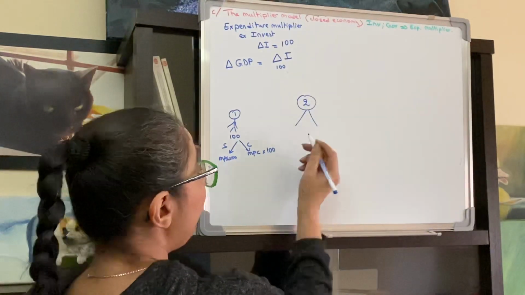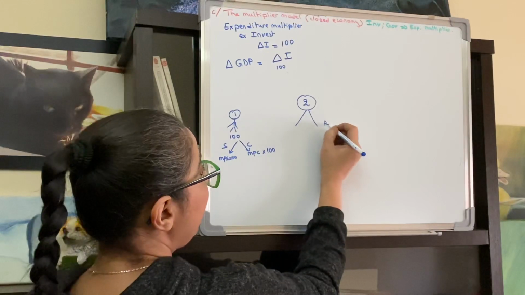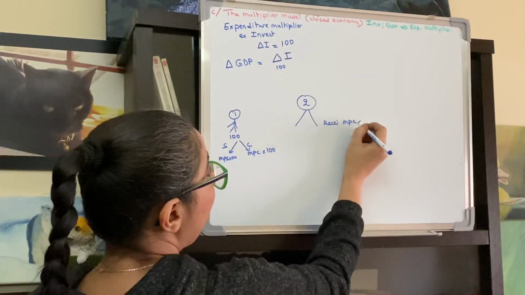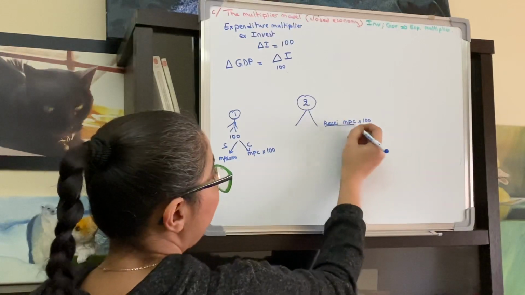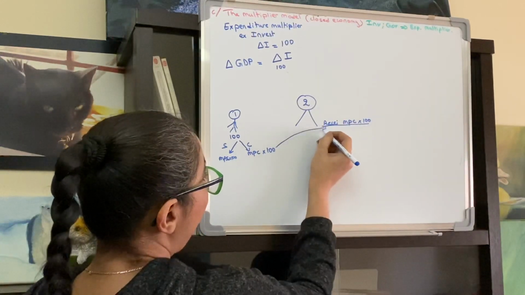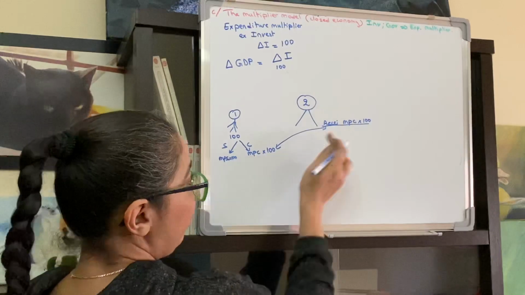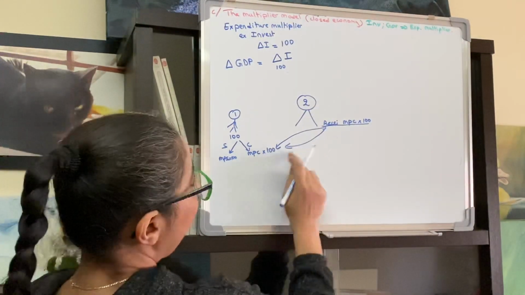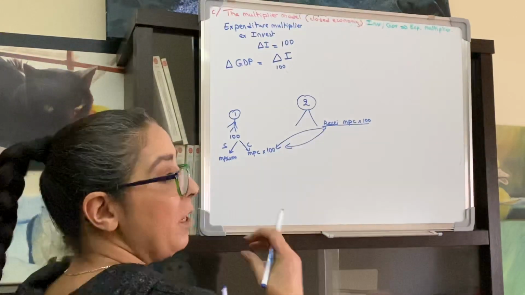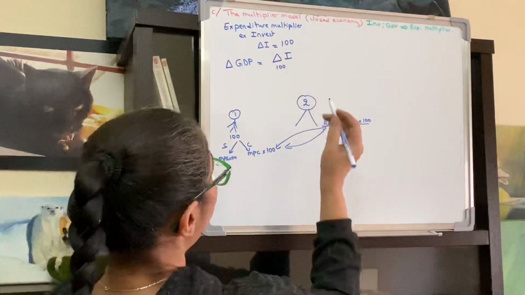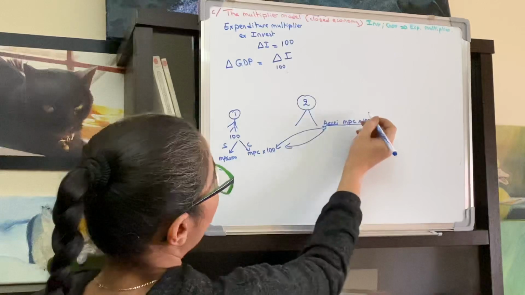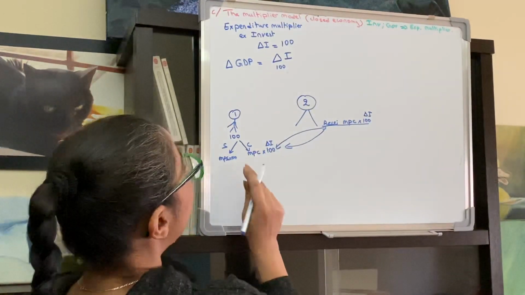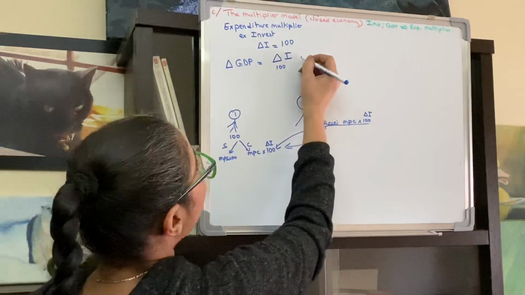Okay? So the second person receives MPC times 100%. So this one bought from this one, and this one sold to this one. So this is going to be counted now in the GDP because there was that transaction of selling and buying. So what is this one? This is delta I and this is delta I. So I'm going to add it to the GDP.